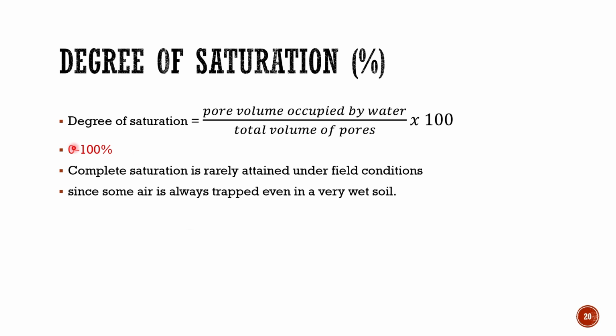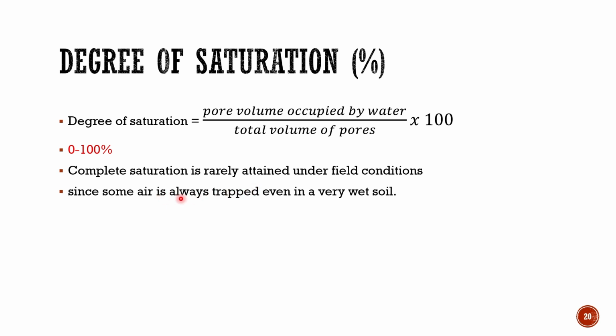So it can be, the range is between 0 to 100 percentage. Complete saturation is rarely attained under field condition, since some air is always trapped even in very wet soil. So it's saying that if any sentence comes for the exam like complete saturation is attained at the field conditions always, it is not correct.